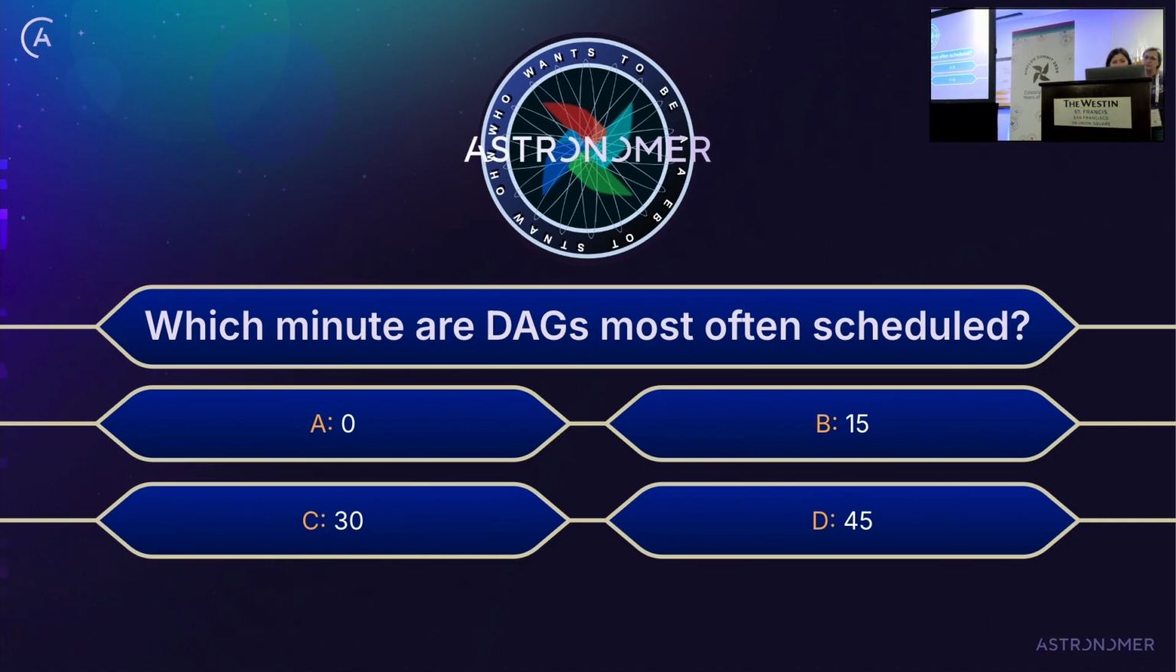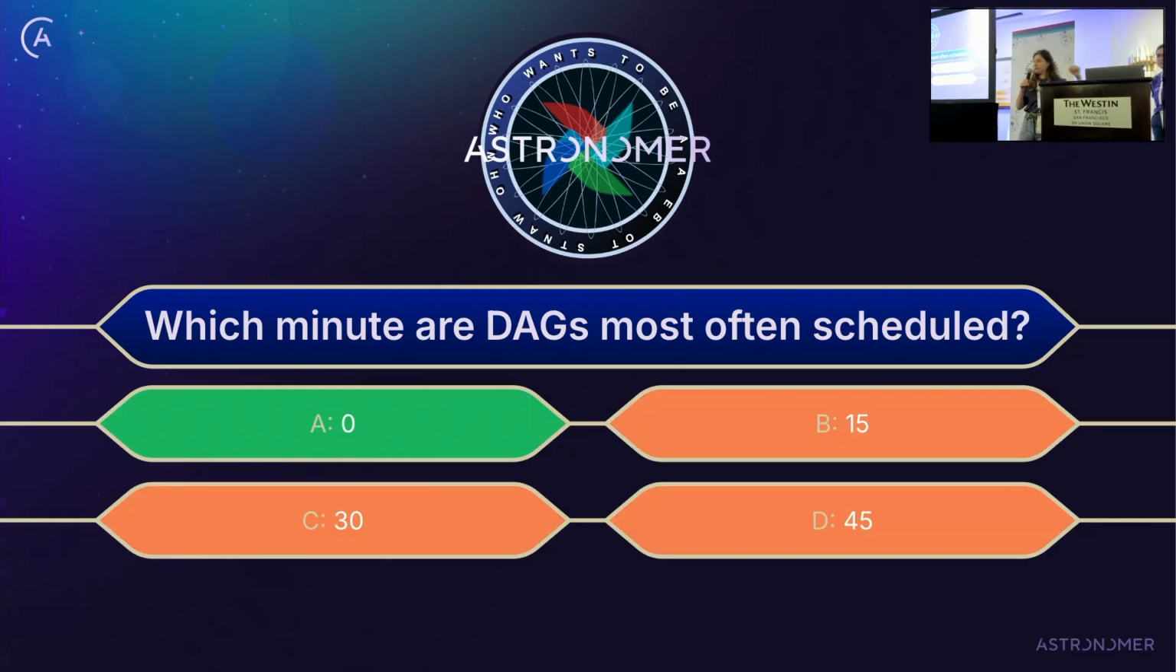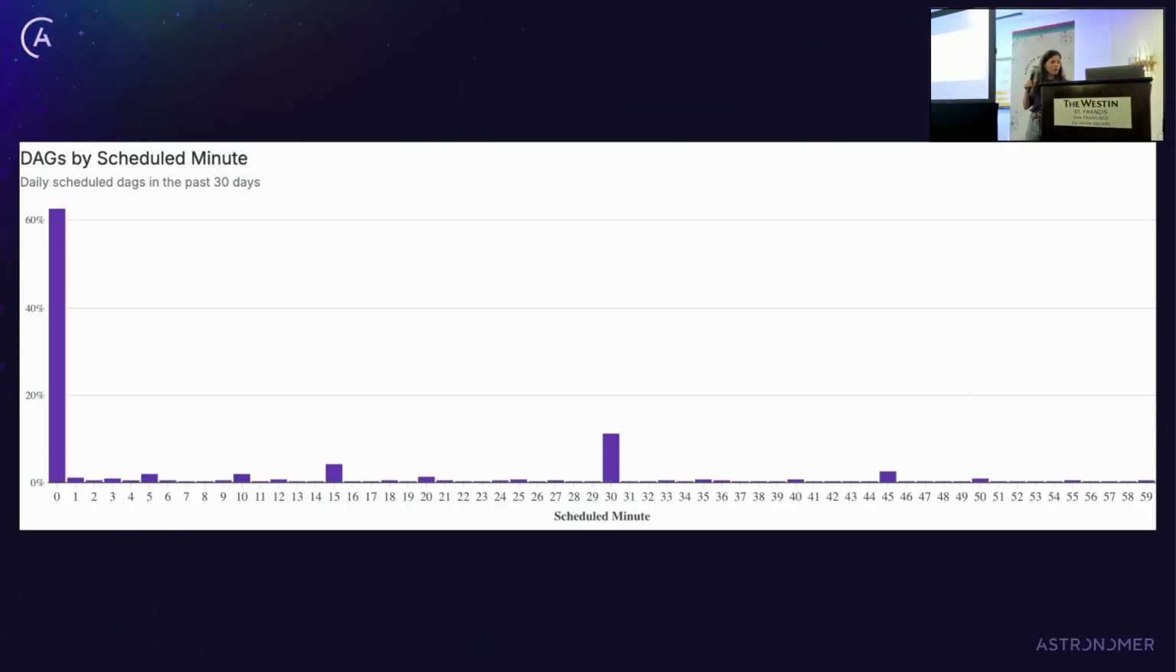Now, what about the minutes? What's the scheduled minute of a DAG? Is that more like at the top of the hour, after 15 minutes, 30, or 45? The answer, at the top of the hour. Almost 2/3 of the DAGs are scheduled at the top of the hour, which maybe it's better to space out a bit. So that's it for the pub quiz, and that's it for our presentation.